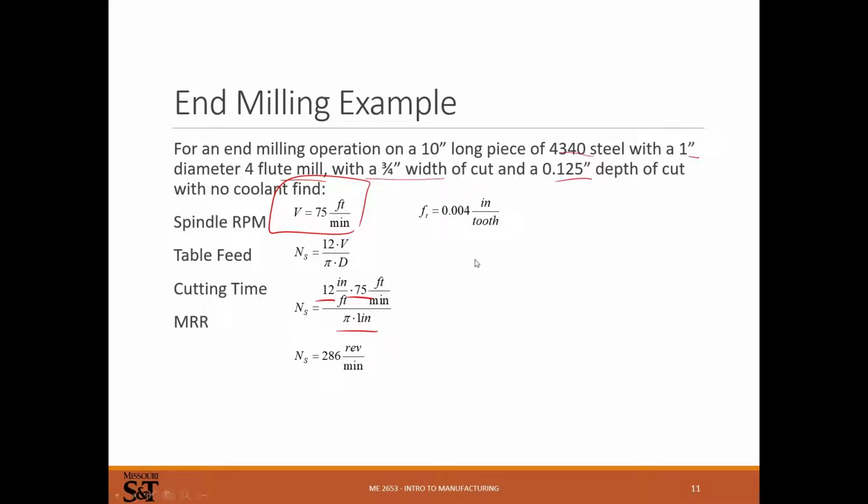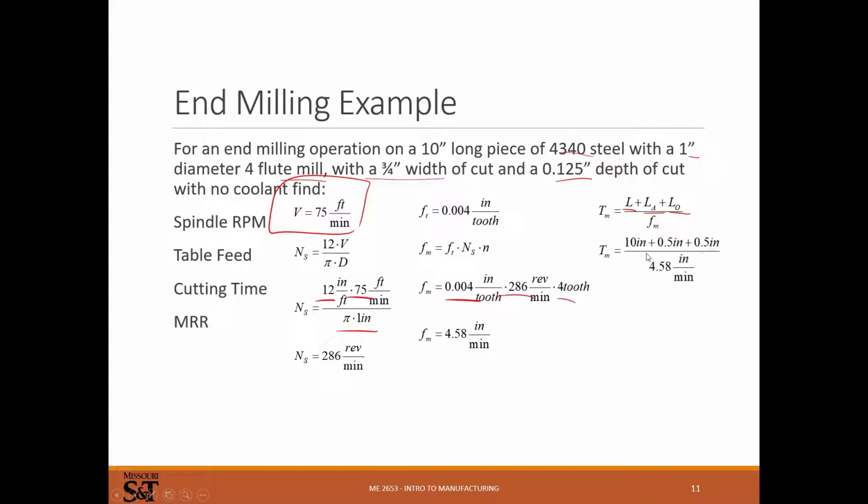The feed per tooth is about the same. 4 thousandths per tooth is what I looked up online. When I plug into table feed with that 4 thousandths per tooth, the new spindle speed, and the 4-tooth end mill, I get 4.58 inches per minute. Time is length, plus the approach and overrun, divided by my speed. That's 11 divided by 4.58, 2.4 minutes to cut this.